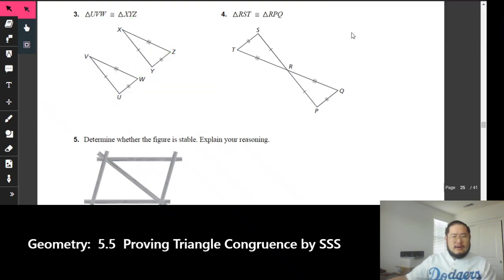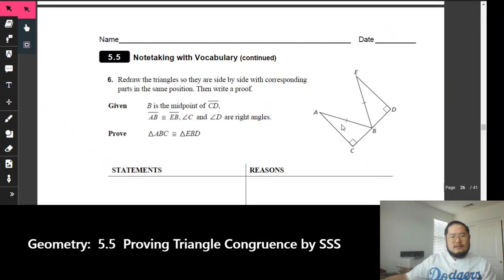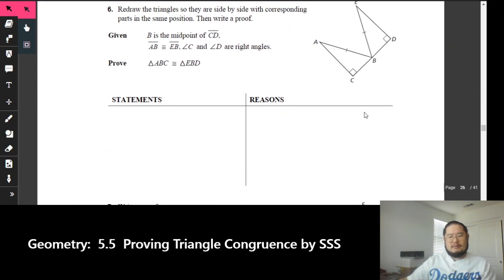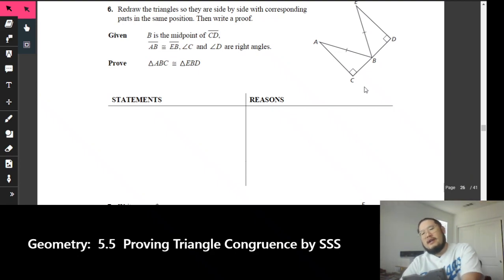All right, let's see right here. Let's go ahead and move on to number 6. Let's take a look at this proof. Let's put it all together. Put all the pieces together right here. Now, there's a lot of stuff going on. It says, redraw the angle so that they are side by side with corresponding parts in the same position, then write a proof. You don't necessarily have to do that. A lot of the information is there. So let's see what we could put right here.